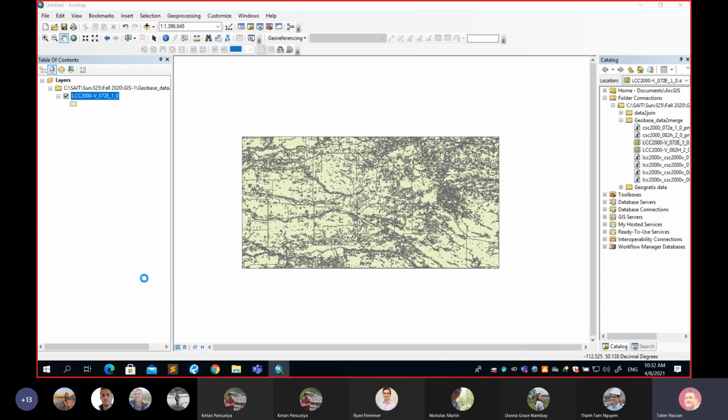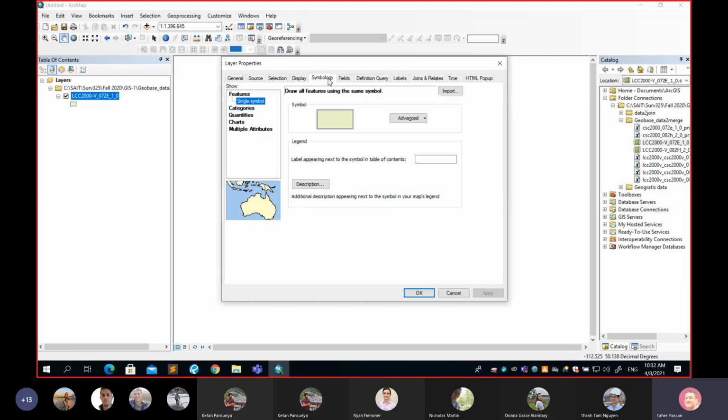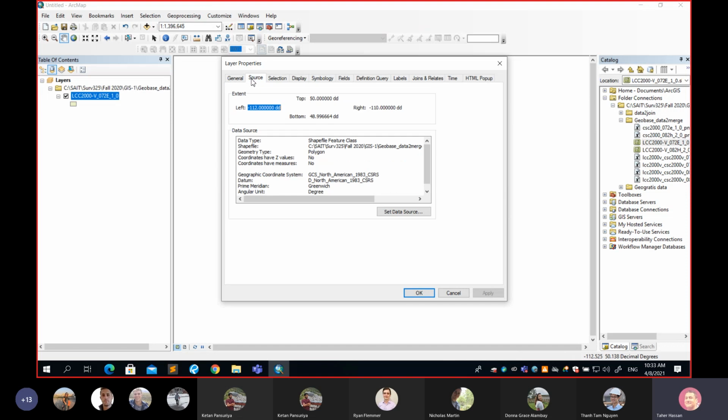This is something we've done before in this class. We looked at the symbology and did some work there, but this time we need to be on the source. This window here is very important, and I will show you why. Number one, do you see the extent of this shapefile?